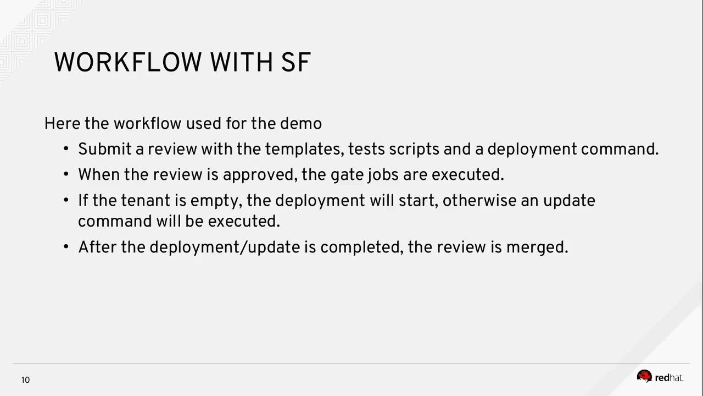Here's the workflow with Software Factory. First, we have to submit a review with the template, the test script, and the deployment command. After that, when the review is approved, the gate jobs are executed. If the tenant is empty, the deployment will start. Basically, it creates 4 instances, prepares the undercloud, does the deployment and deploys the overcloud. At the end of this process, the review is merged.